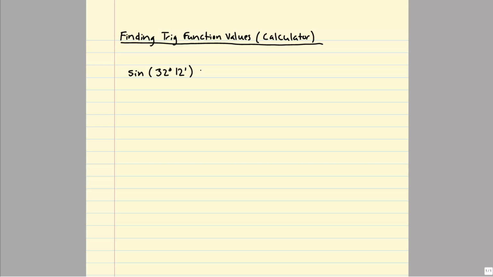So the way that we would do this is we could convert it to decimal. That's one approach that we could take. Or we could use the degrees, minutes, seconds on your calculator screen. So first of all, let's go ahead and look at converting this to a decimal. That would be one option if you don't have the degrees and minutes.